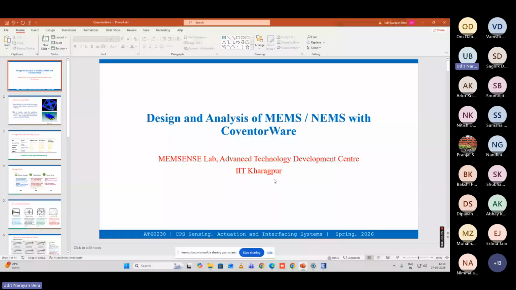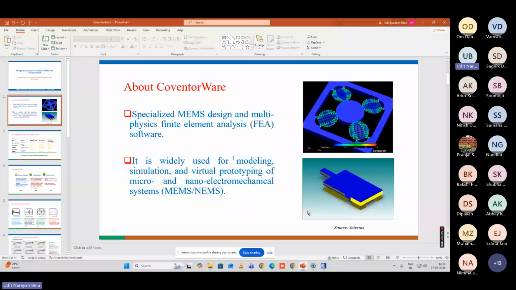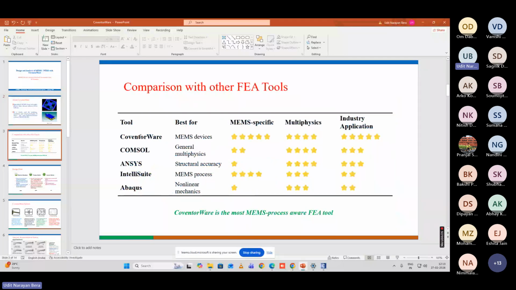Okay. So regarding CoventorWare, it is a finite element analysis tool where MEMS and NEMS devices are designed and simulated to get the desired output. MEMS is micro electromechanical system and NEMS is nano electromechanical system, and typically we design those systems in the range of micro and nanometers. There are a couple of FEA tools available in the market. You can buy them commercially, such as COMSOL, ANSYS, IntelliSuite, and Abaqus.